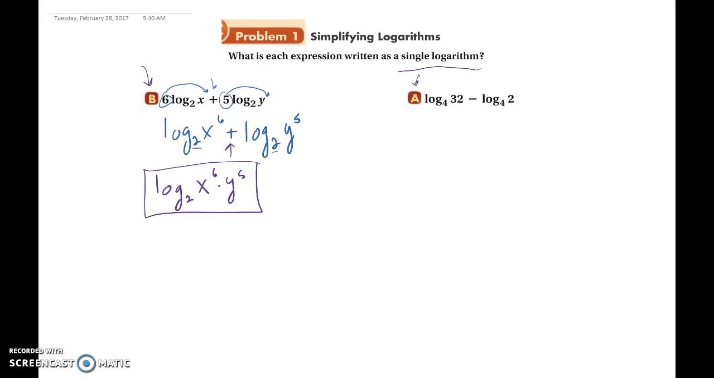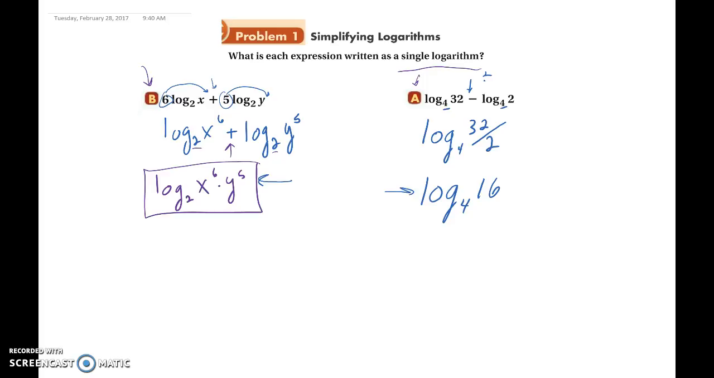For this one, we know that subtraction means division based on the properties, so this can get combined into log base 4 of 32 divided by 2, because since they have the same base, we can divide these. 32 divided by 2 is 16, so it's log base 4 of 16. Now, this we couldn't do anything more because x and y were variables and we didn't know what the numbers were. However, since this is both numbers, 4 and 16, we need to keep going.